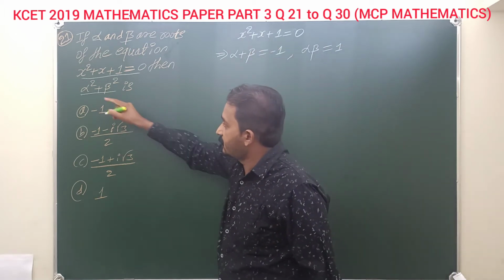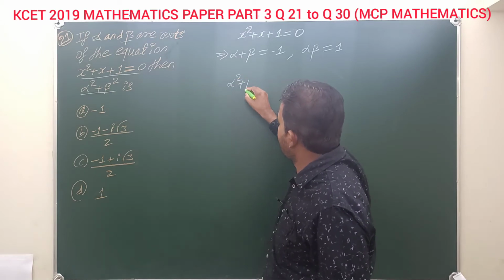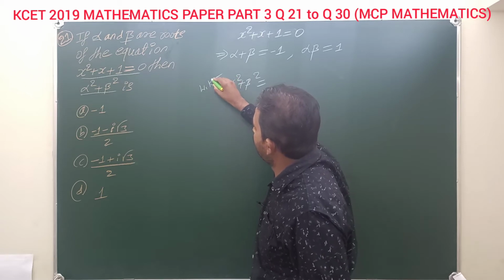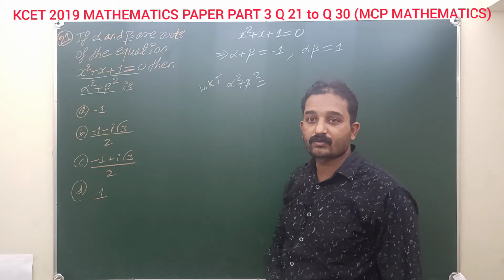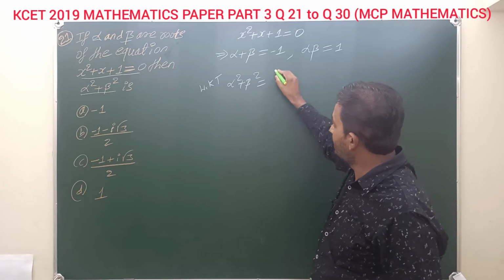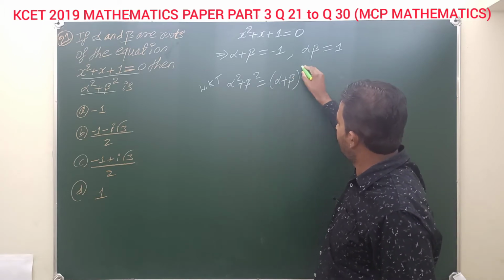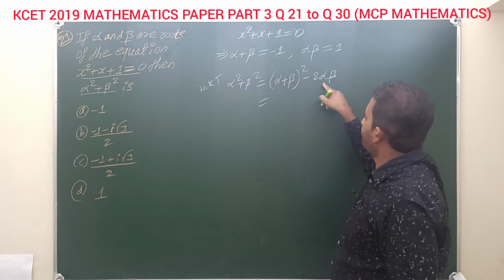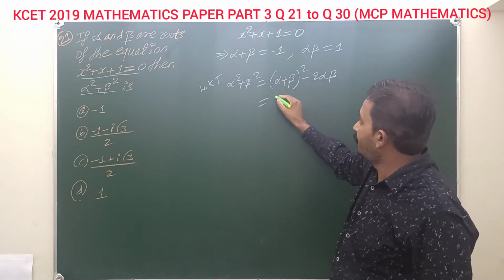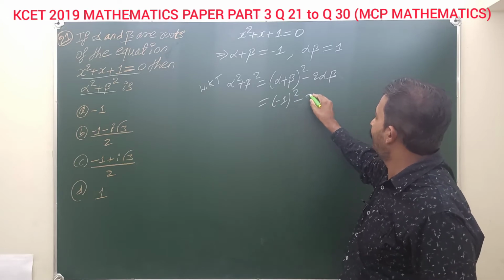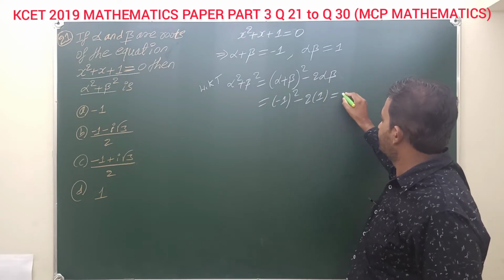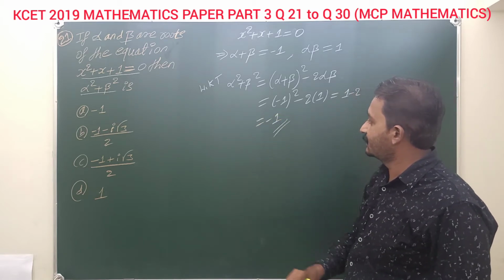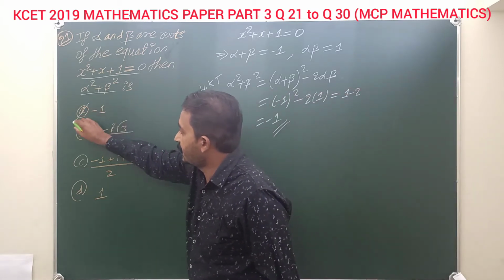Next we take alpha square plus beta square. We know the algebraic identity: alpha square plus beta square is alpha plus beta whole square minus 2 alpha into beta. Substitute alpha plus beta and alpha into beta, and we get the required answer. Alpha plus beta is minus 1, whole square, minus 2 into 1, it becomes 1 minus 2 equal to minus 1. Minus 1 is the required answer. Option A is correct in this case.